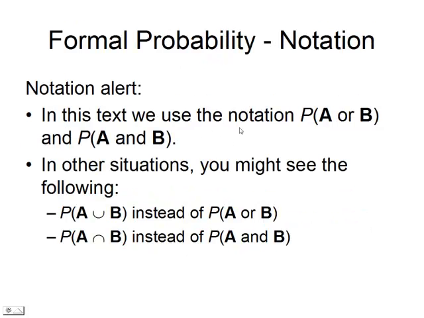In this text, we use the notation the probability of A or B and the probability of A and B. In other situations, you might see the following. The probability of A union B, which is the same as the probability of A or B, or the probability of A intersection B instead of the probability of A and B.